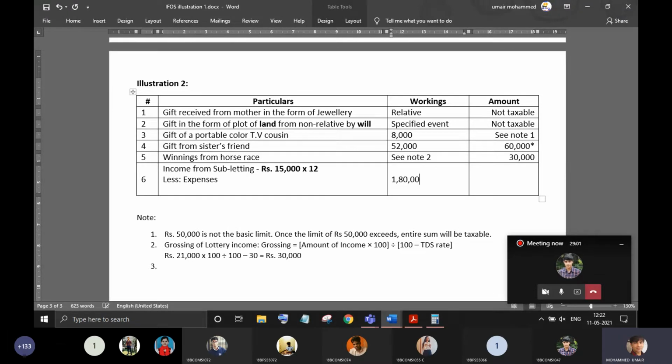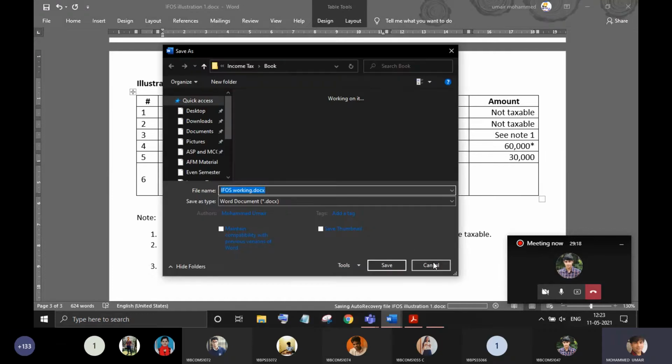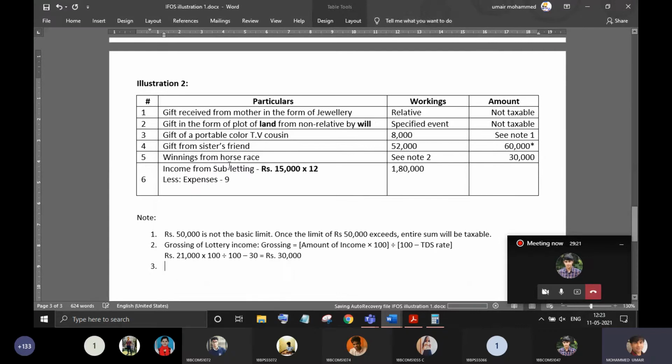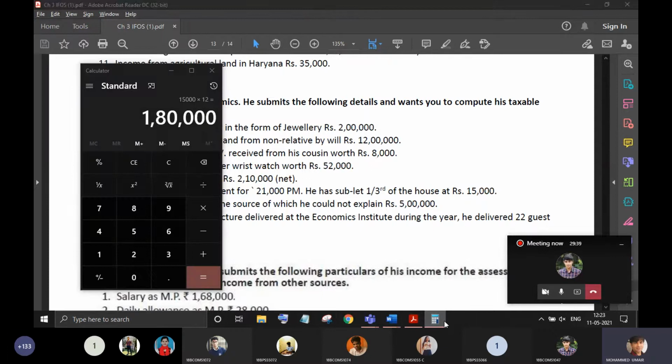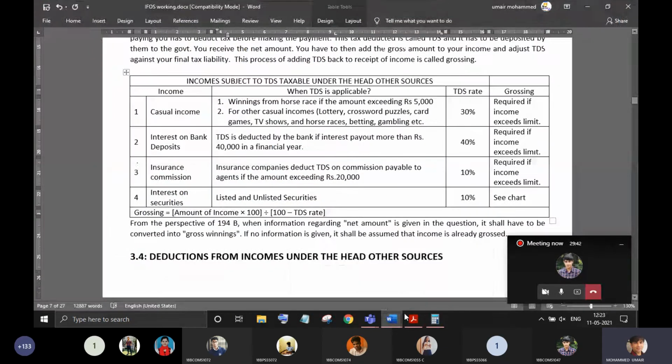Now, in order to earn this 1,80,000, what are the expenses incurred by him? So there is only one expense here in this question. Unlike the previous one, we had a couple of expenses, but here there is only one expense. Rent paid, and as per the question, he pays 21,000 per month to the landlord. So 21,000 per month.